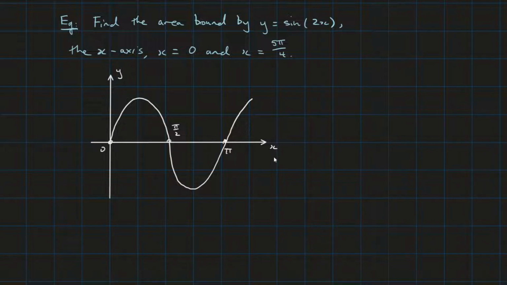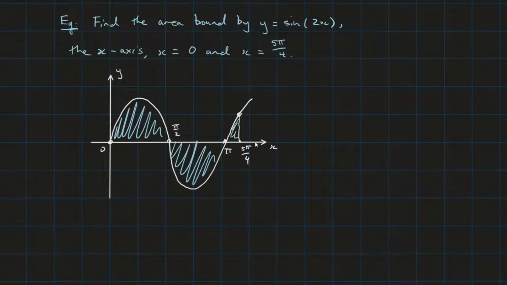One cycle of sine of 2x is pi, because the period of sine is 2 pi over n. So in this case, it's 2 pi over 2, which is pi. 5 pi on 4 is a bit bigger than pi, so 5 pi on 4 is roughly here. Sweet. So we're trying to find the area from here to here, bound by y is equal to sine of 2x and the x-axis. So that is simply this, this, and this, all added together.